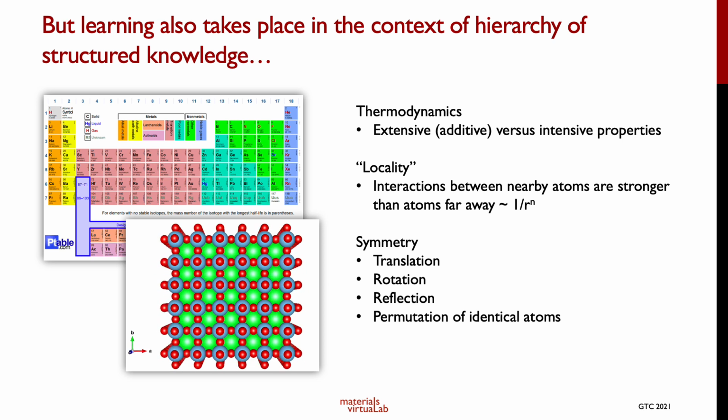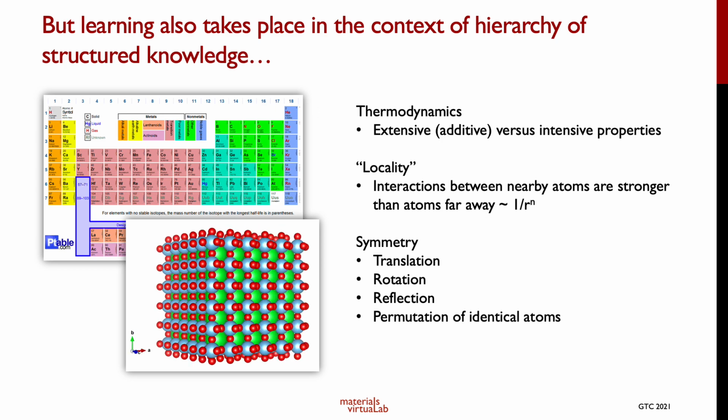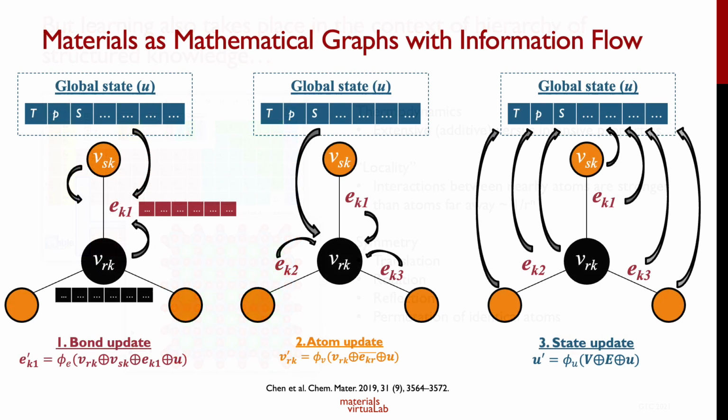So the type of machine learning model that my group has worked extensively on is known as graph networks, which was actually developed by my group back in 2018-2019. In graph networks, we represent materials as mathematical graphs with information flow. This is a very natural representation for materials. We can think of the nodes in the graph as the atoms in the material, and the edges in the graph as the bonds between the atoms, right? And in a graph network, you allow information to flow between the elements of the graph.